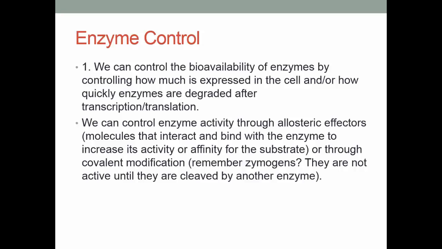Enzymes can also be controlled through bioavailability, in which the cell controls how much of the enzyme in a certain metabolic step is expressed or degraded in order to control the overall concentration of the enzyme in the cell. We can also control enzymes through allosteric effectors, which are molecules that interact and bind with an enzyme to increase its activity or affinity for the substrate. Covalent modifications, such as cleaving zymogens to obtain the active enzyme, or phosphorylation to turn on or turn off certain enzymes, can also be used to control enzymatic activity and therefore certain metabolic processes.